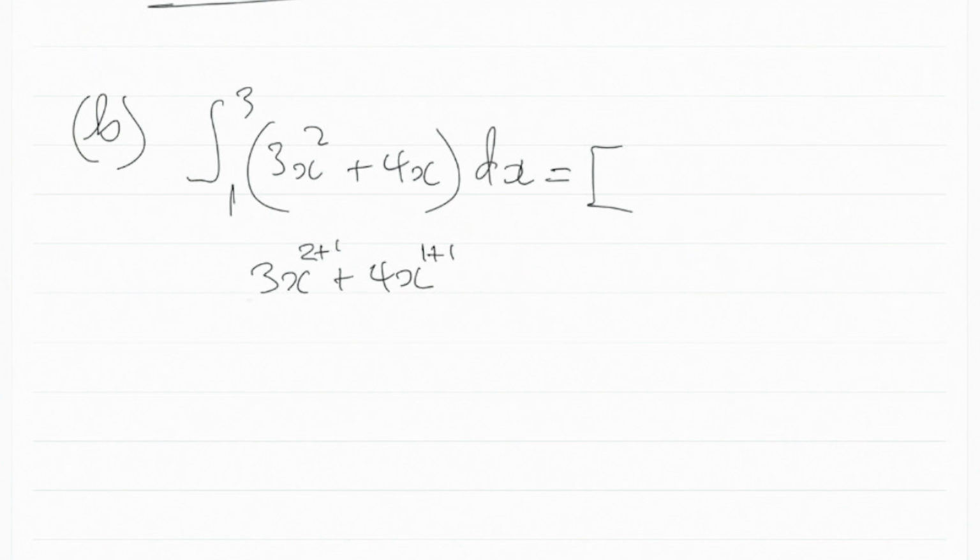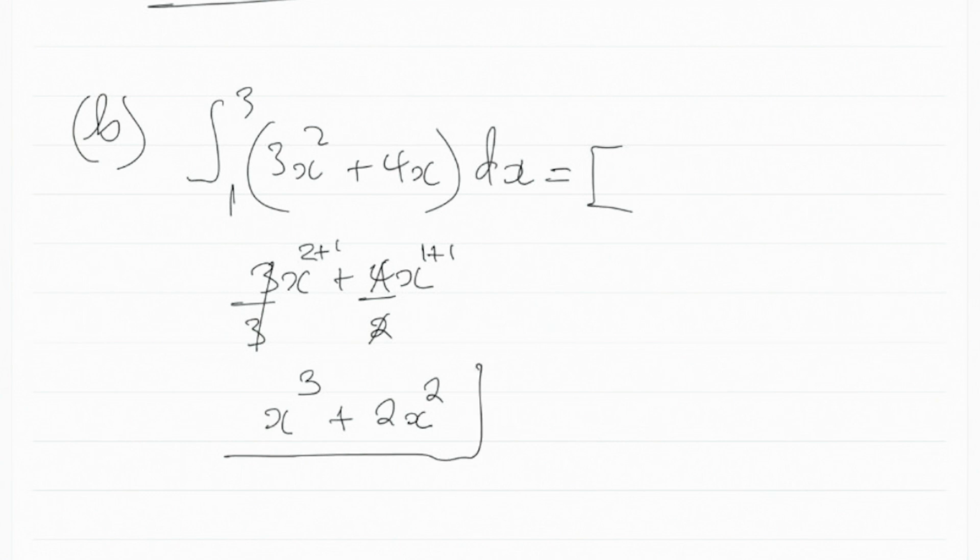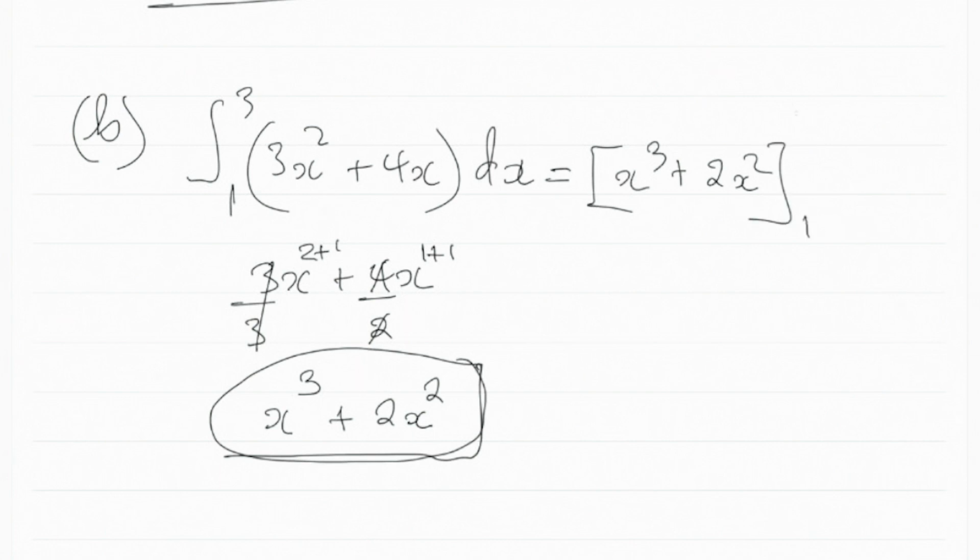So you have the new power 3 divided by the new power. So you have x to the power 3, and for the second term 1 plus 1 gives you 2, so you have over 2, then you have 2x to the power 2. So this is the integration of the integral that has been given. And now we're going to put it in here and write it this way: x cubed plus 2x squared, bearing in mind that the limits are going from 1 to 3.